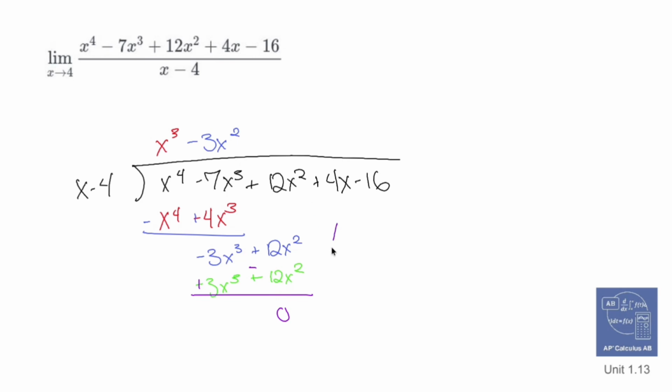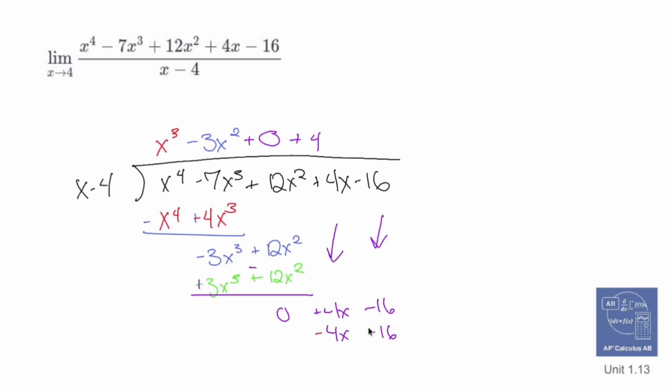Okay, so drop down 4x plus 4x. All right, x times what gets me 0? Well, nothing, so you're a big fat 0. So let's drop down the minus 16. X times what gives me 4x plus 4? So if I do 4 times x, I get 4x. If I do 4 times negative 4, I get negative 16. Thank goodness, because I have a remainder of 0.